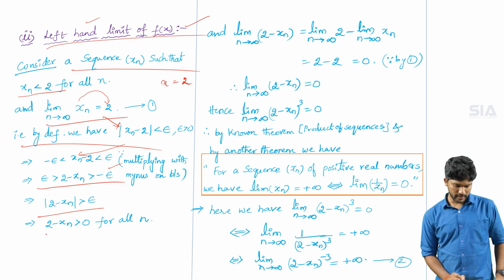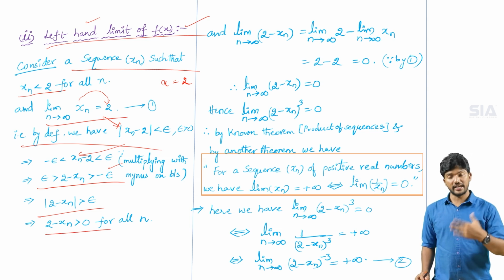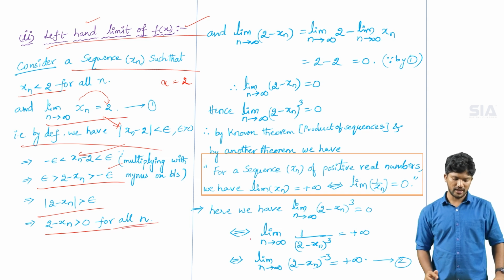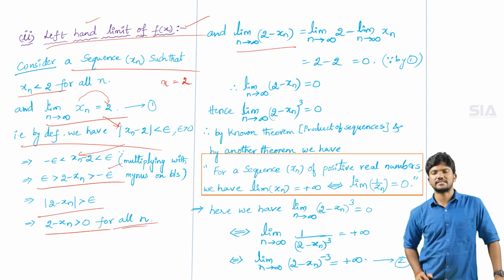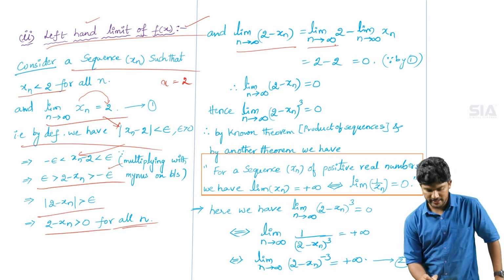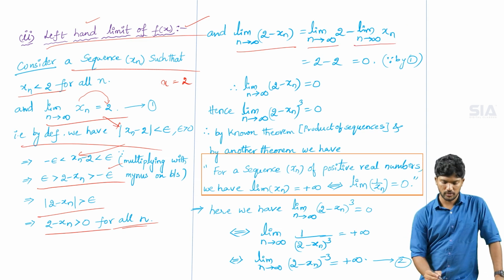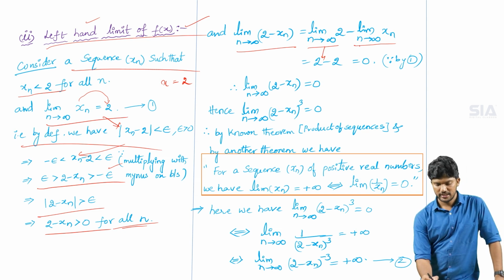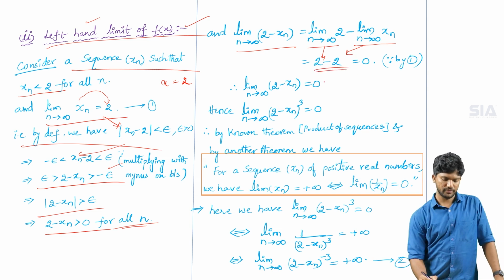Okay, so 2 minus xn greater than epsilon, where epsilon is greater than 0. Greater than epsilon is nothing but greater than 0. 2 minus xn greater than 0 for all small n. If you apply the limit n tends to infinity, 2 minus xn is equal to limit n tends to infinity 2 minus limit n tends to infinity x suffix n. Okay, so there is no small n term in the limit of 2, so only 2 will be as it is. This value from equation number 1 we have 2. 2 minus 2 is equal to 0.